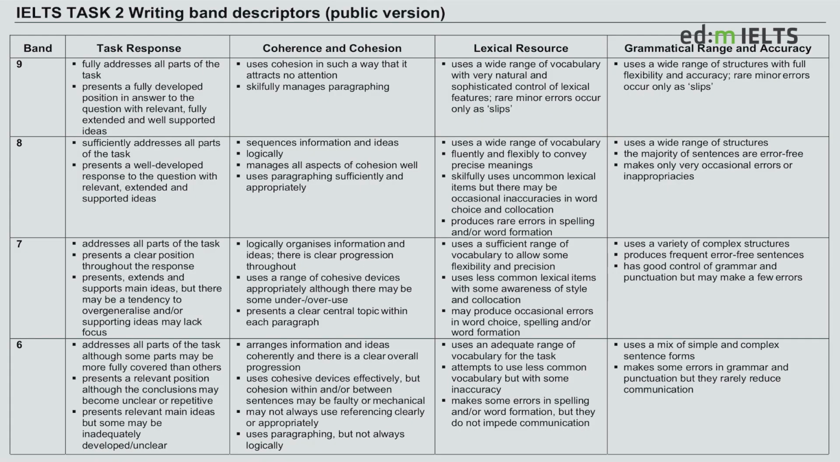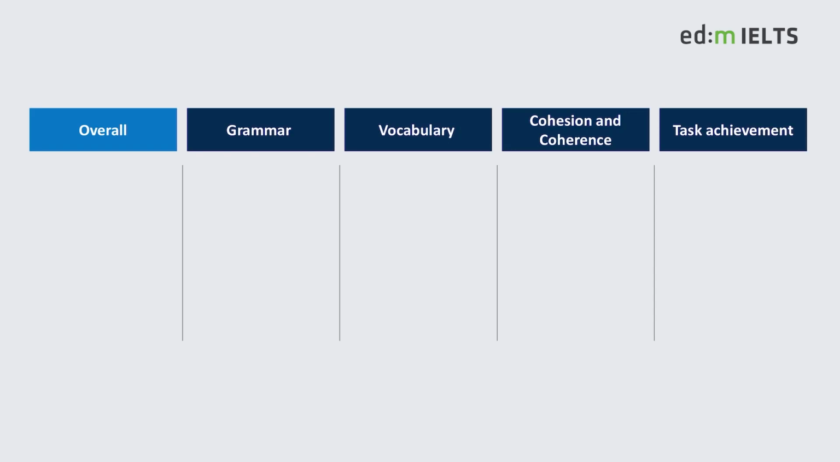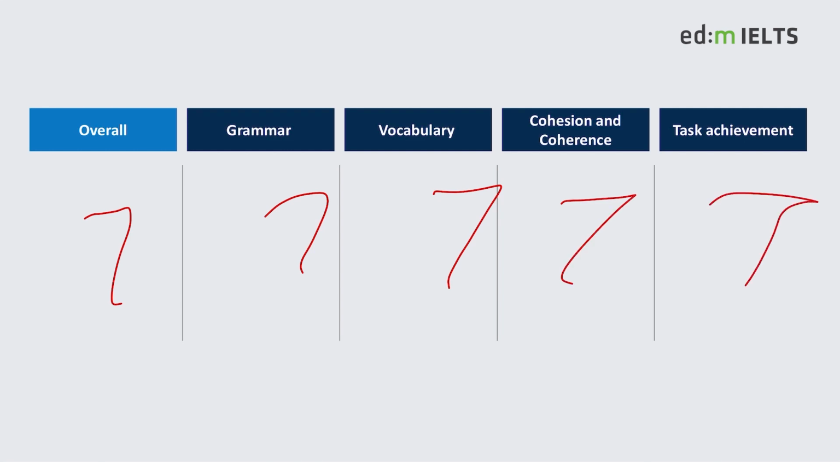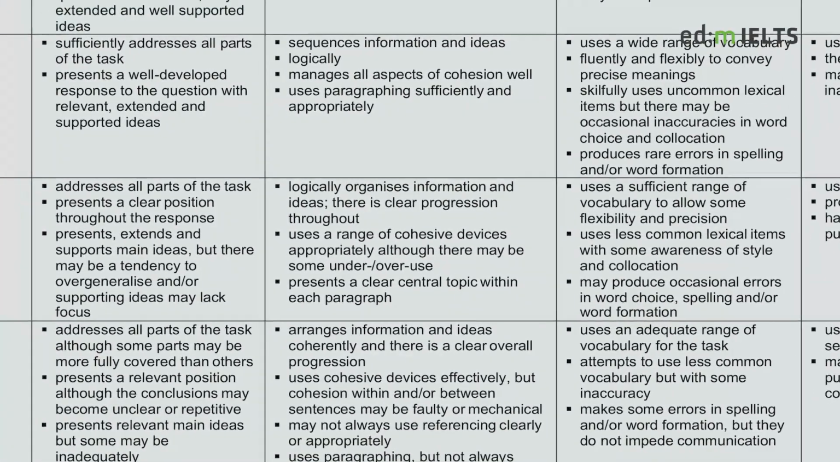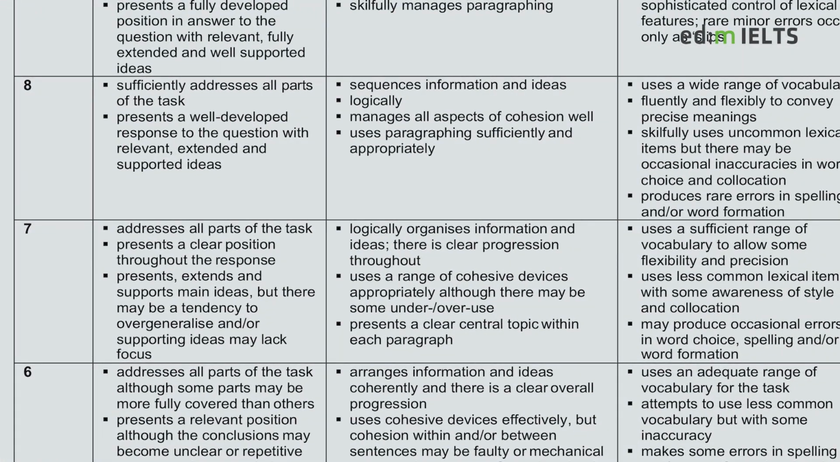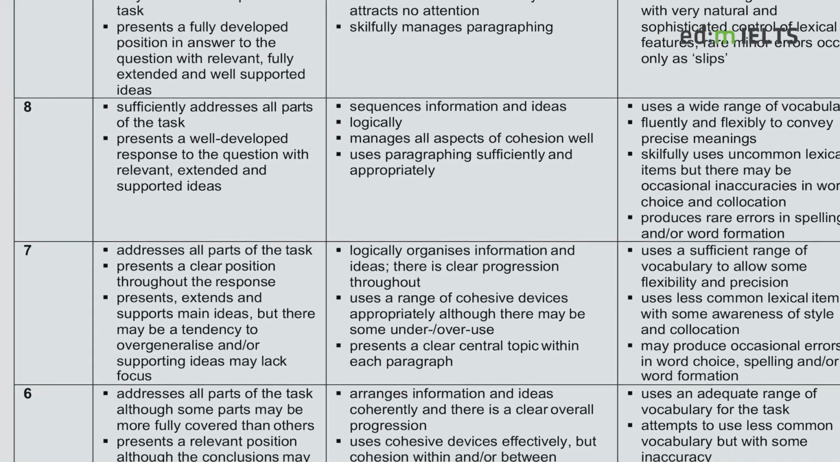So what did I give this? I don't know about you, but I gave this very consistent scores of 7 overall and 7 for each. Let's look at 7 and 8. I'll tell you why 7, not 8 at times. Task response. 8 would be a well-developed response to a question with relevant, extended, and supported ideas.